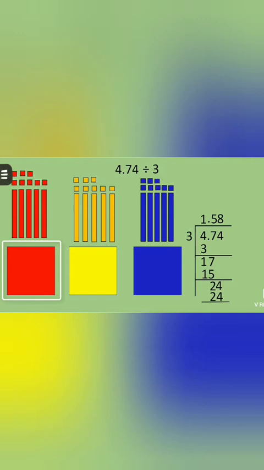Finally, each group contains 1 whole, 5 tenths and 8 hundredths. Therefore, when 4.74 is divided by 3, we get 1.58.